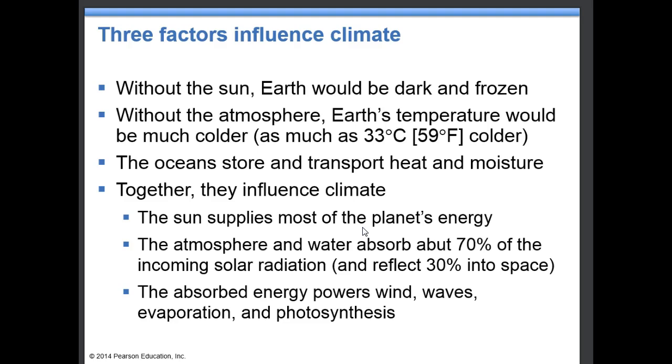So that, and our oceans and the land, which store and transport the heat and moisture, influence our climate. So the sun gives us most of our energy. The atmosphere is where our water is absorbed, and the incoming solar radiation is reflected. And we're also going to absorb energy in powers that come from the wind and the waves and the cycles, the nutrient cycles, evaporation and photosynthesis.